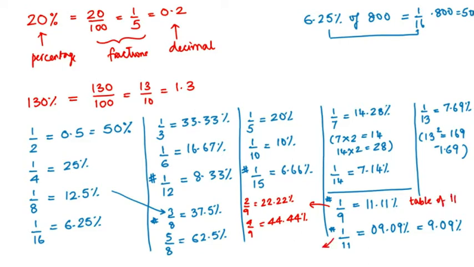So what happens? This is basically a table of 11. Similarly, 2 by 11 would be 18.18%. 3 by 11 is equal to 27.27%. So what is this? This is table of 9. These are numbers that you should remember.